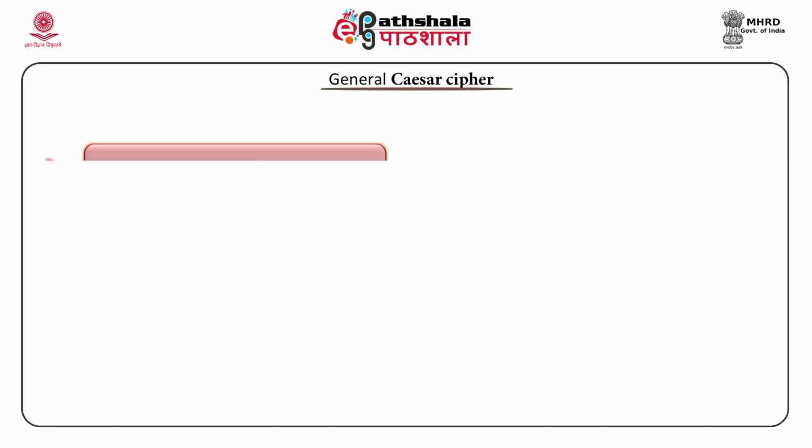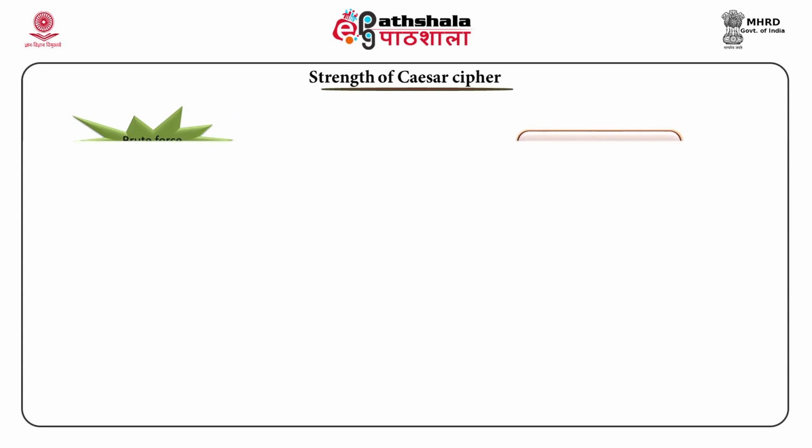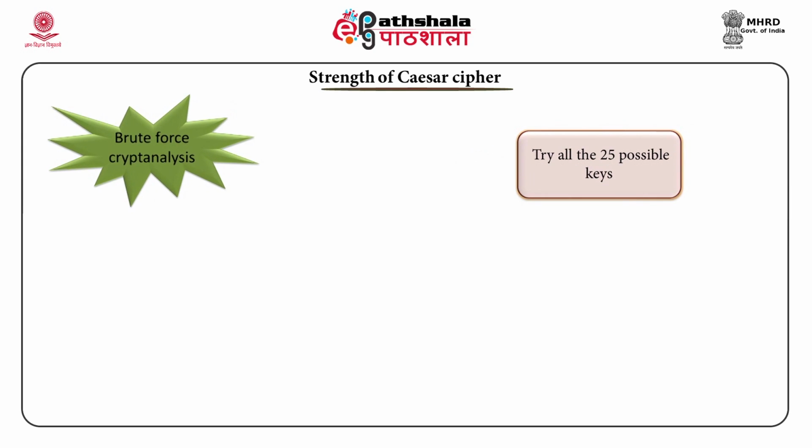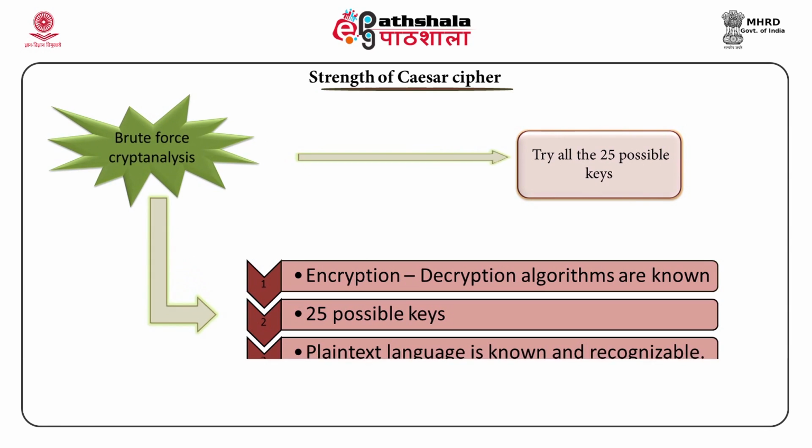Now, what about decipherment? Deciphering is always a reverse process of encryption. So, in encryption, if we have added +3 to the plain text, in the decryption we have to subtract 3 from the ciphertext. Don't forget to do modulo 26. Is Caesar cipher secure? So, let us analyze the strength of Caesar cipher.